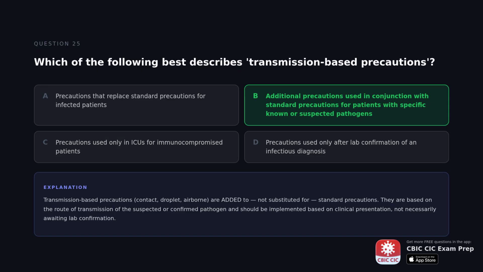The correct answer is additional precautions used in conjunction with standard precautions for patients with specific known or suspected pathogens. Transmission-based precautions, contact, droplet, and airborne, are added to, not substituted for, standard precautions. They are based on the route of transmission of the suspected or confirmed pathogen and should be implemented based on clinical presentation, not necessarily awaiting lab confirmation.